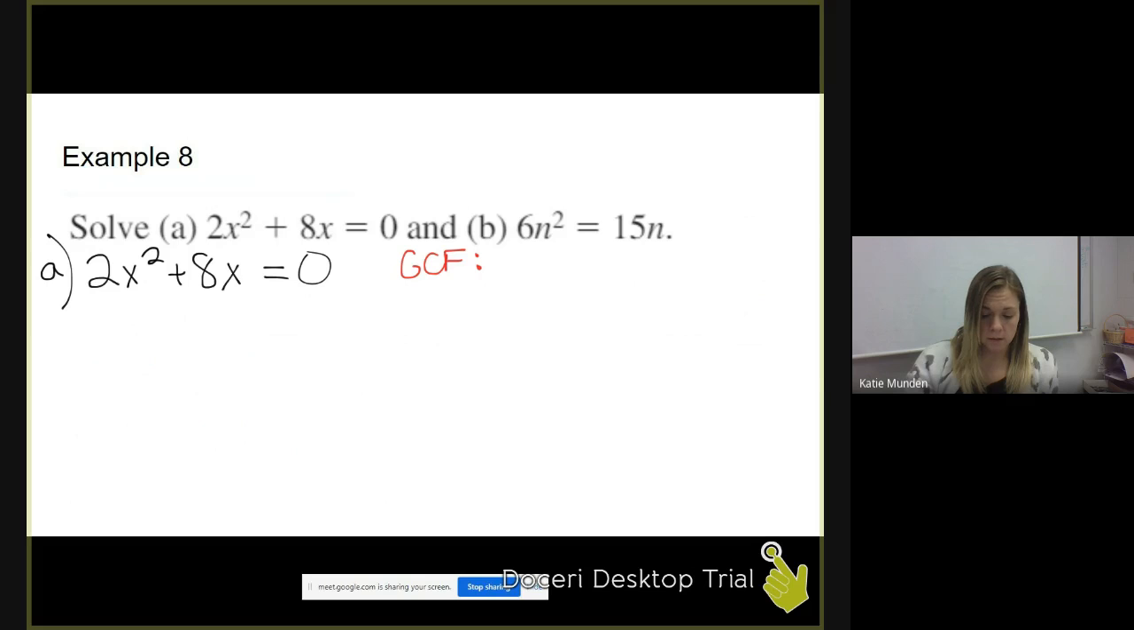So the GCF here: they're both even, so 2. And then the first one has x squared, our second term just has an x. So I can factor a 2x out of each term. I'm going to write on my next line 2x in the front. To figure out what I have left, I'm going to divide everything by 2x. So 2x squared divided by 2x would just leave me with an x plus a 4.